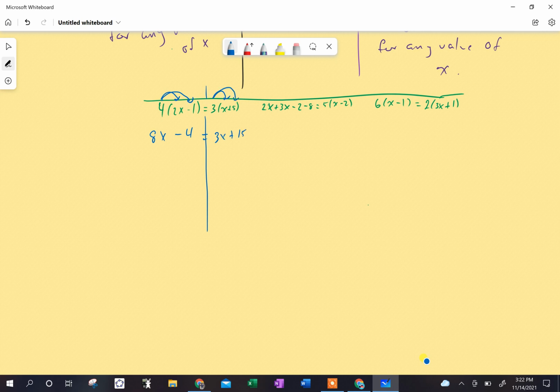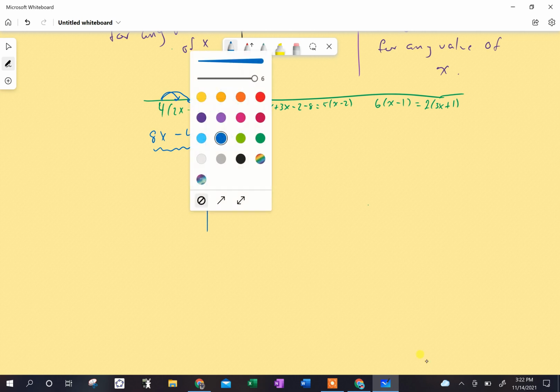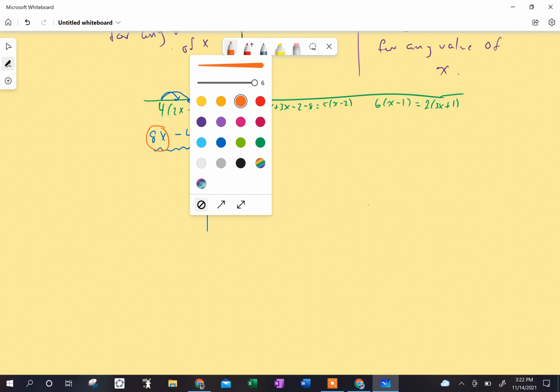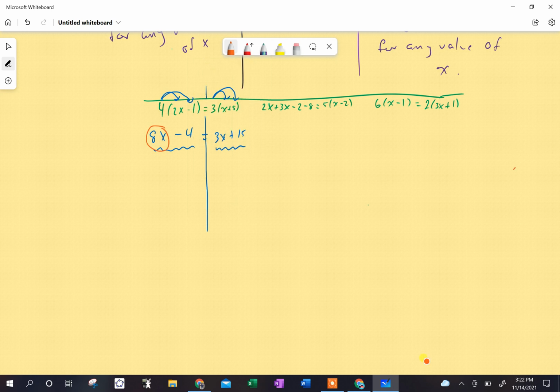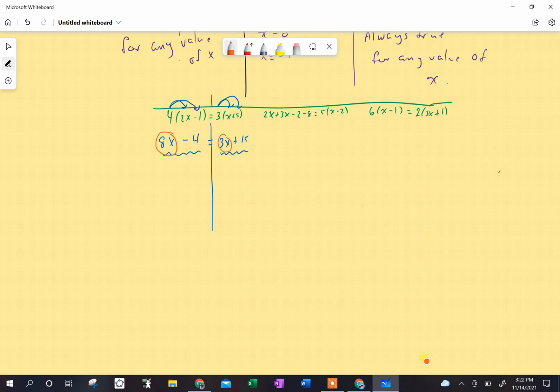Now, I don't need to solve this out. What I need to do is take a look at my binomial on the left and my binomial on the right, and determine, do they have the same variable term? Well, let's see. Here I have an 8x, and here I have a 3x. They do not have the same variable term, so there is going to be exactly one solution. And if I wanted to solve it, I could and figure out what that one solution is.